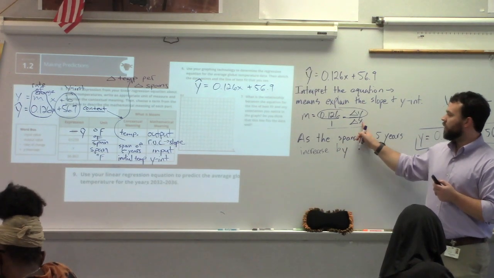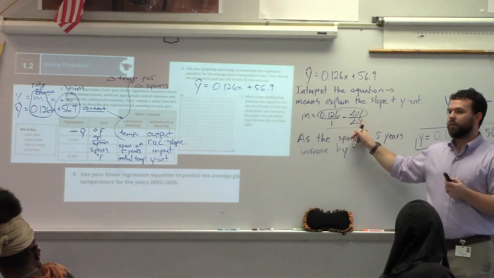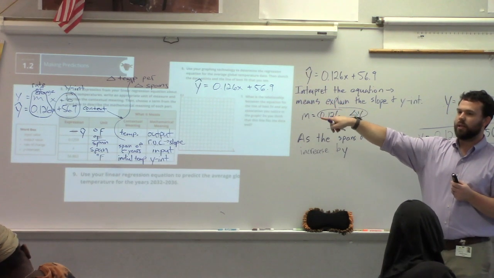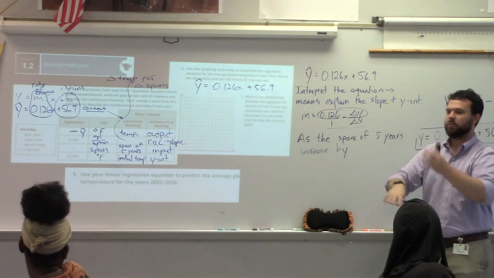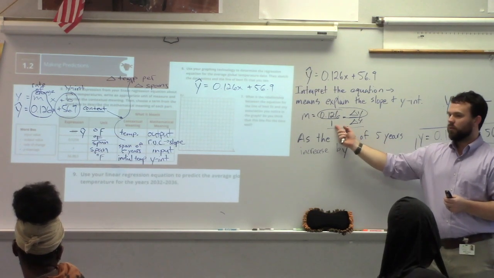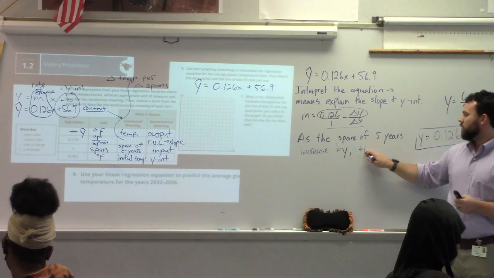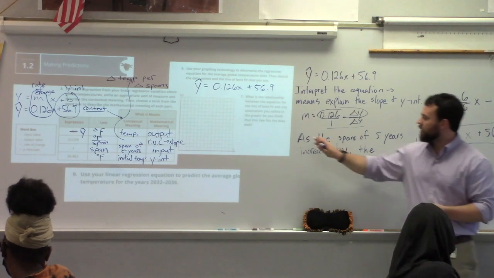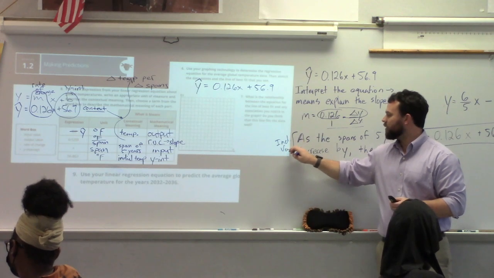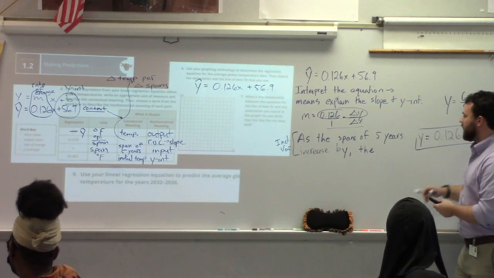So as the spans of 5 years increase by how much? 0.126. Remember, hold on, the spans are still the 1, right? The 0.126 is the temperature. I haven't gotten to the temperature yet. So as the spans of 5 years increase by 1, now, so notice this is my independent variable. Independent comes first. Now I can talk about the dependent.